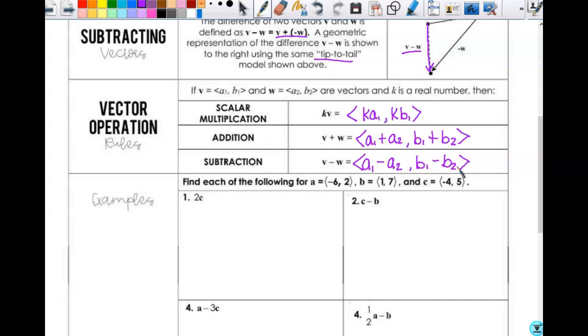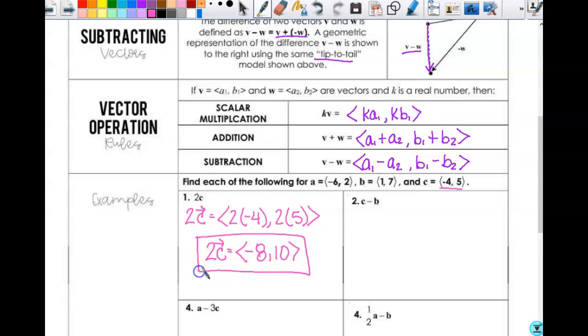So let's look at number 1. I've got 2 times c. Here's c. It's ⟨−4, 5⟩. So 2 times vector c would be equal to ⟨2 times −4, 2 times 5⟩. That means 2 times vector c would be equal to ⟨−8, 10⟩. There's my answer there.